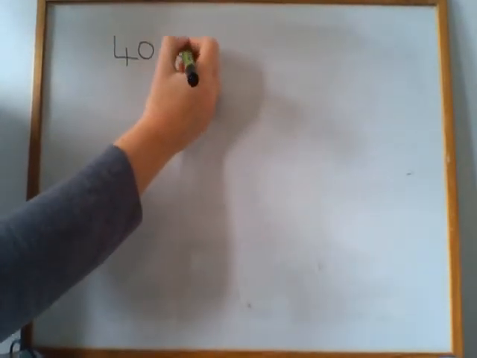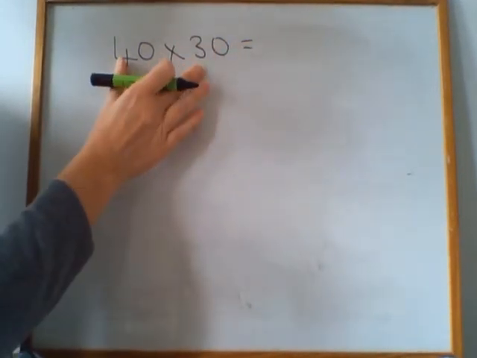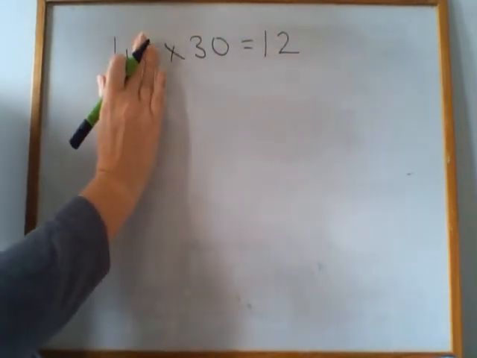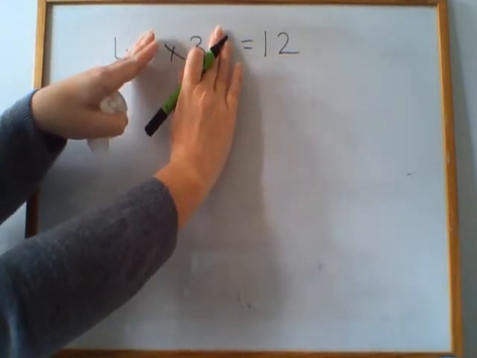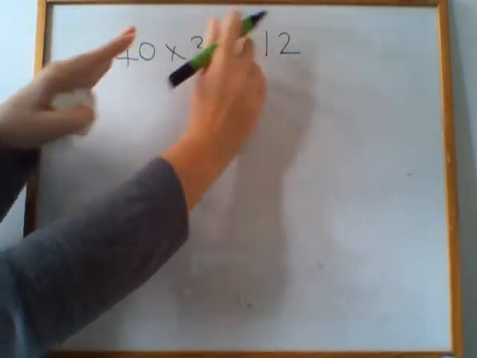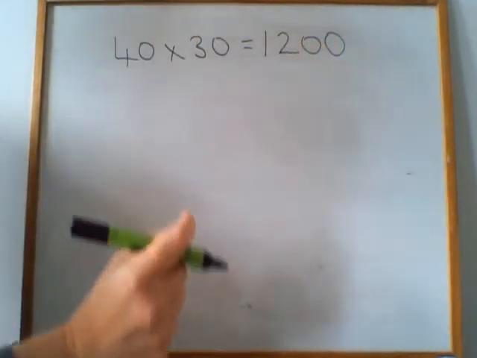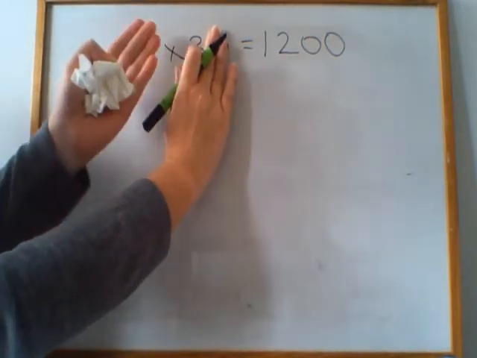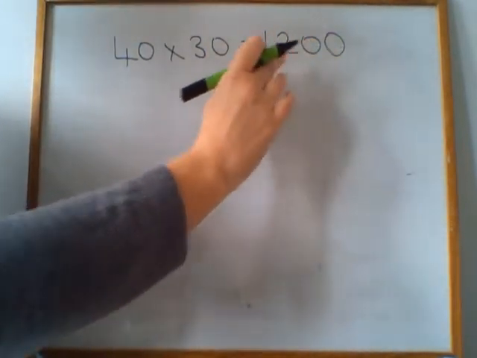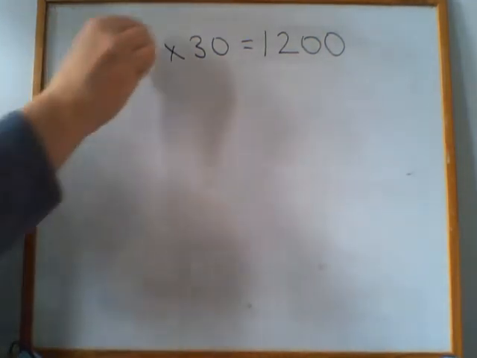Okay, number 3, 40 times 30. Hopefully you spotted here that you can do 4 times 3 quite easily using your times tables. 4 times 3 is 12. We made that 10 100 times bigger. We took a 0 from here and a 0 from here. We made it 100 times smaller, so we put them both back on. We make it 100 times bigger. If it was just 4 times 30, we'd put 1 back on. So our answer is 1,200 for number 3.